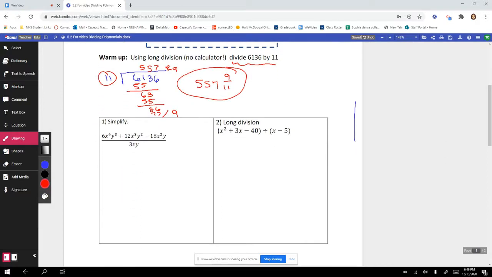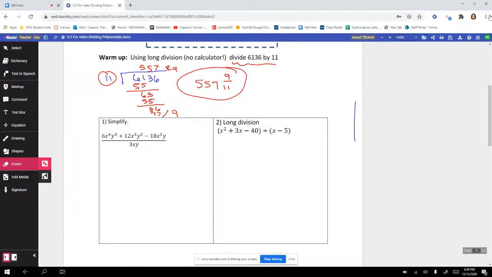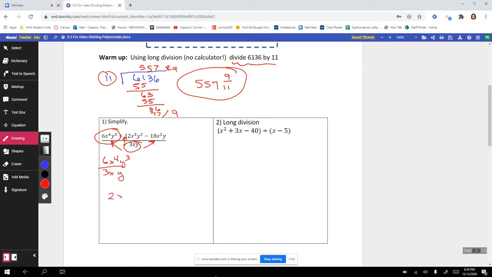Okay, so we're going to look at a couple different problems leading us up into what we're doing today. So let's take our first example here. It says simplify. So what I have to do is take this monomial underneath and divide that evenly, not evenly necessarily, into each of those terms. So when I take 6x to the fourth, y to the third, over 3xy, it would look something like this. And then I'm going to simplify. So this gives me 2x to the third, y to the second.